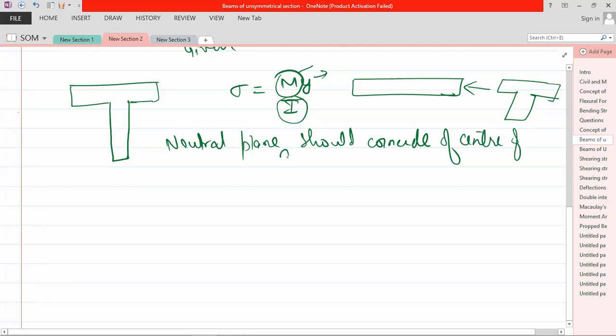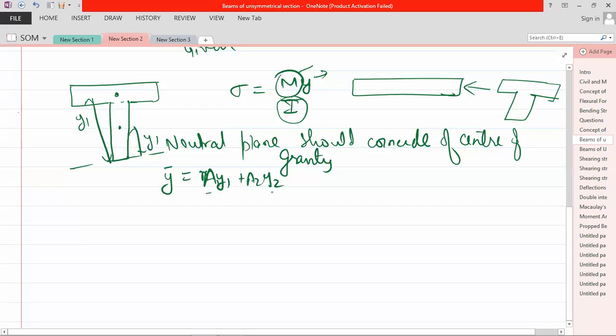So I hope in mechanics we obtain center of gravity. Suppose this is the center of gravity of this rectangular part and this is the center of gravity of this rectangular part. If I measure the distance from the bottom, this is y1 and this is y2. So y bar is equal to a1 y1 plus a2 y2 upon a1 plus a2. I hope everyone has learned this.